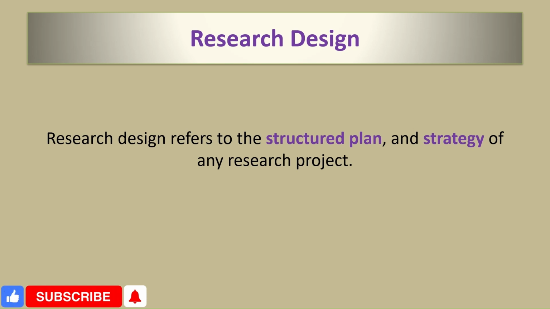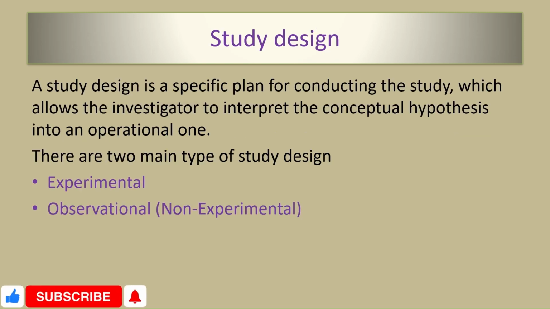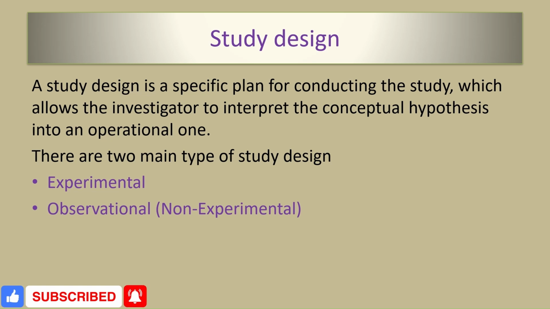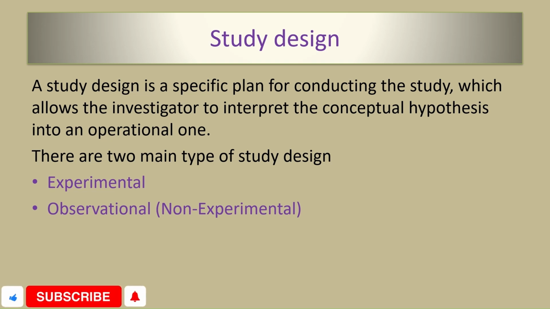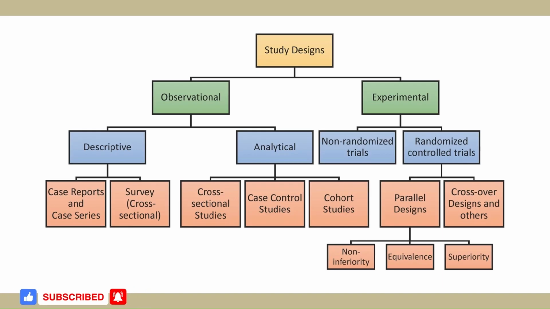Research design. Research design refers to the structured plan and strategy of any research project. Study design. A study design is a specific plan for conducting the study which allows the investigator to interpret the conceptual hypothesis into an operational one. There are two main types of study design: experimental and observational. Here we have the classification of research study design.